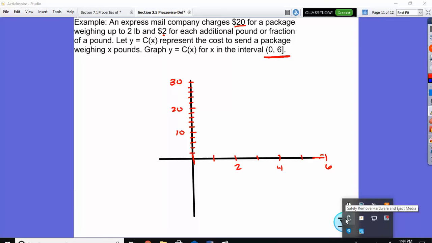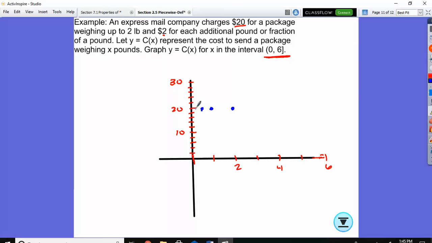They start off charging $20 for everything up to 2 pounds. So if your package weighs 1 pound, how much are you paying? $20. If your package weighs exactly 2 pounds, you're paying $20. If it weighs 2.1? Express mail is fast mail, so you pay more. If it weighs half a pound, how much am I gonna pay? $10. $20. Emily, what if it weighed a tenth of a pound? How much are you gonna pay?